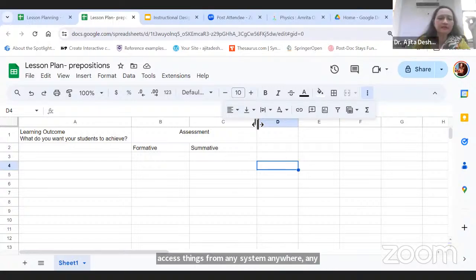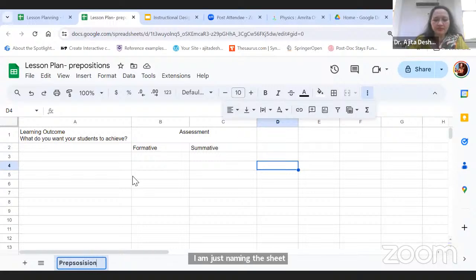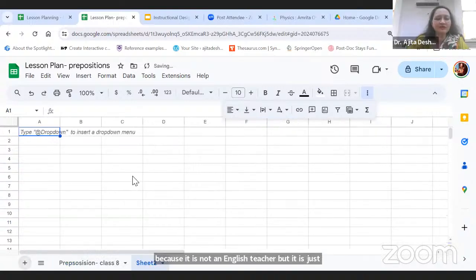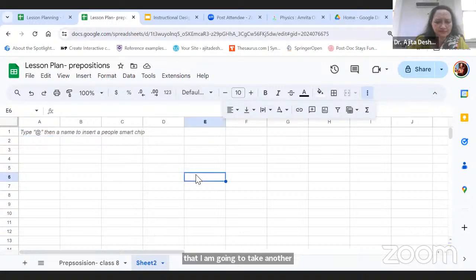Second thing is I can create, suppose if this preposition was for, I'm just naming the sheet if you can see below, preposition for class 8. I don't know when it is taught because I'm not an English teacher, but then I am going to take another sheet and maybe I will have to name it otherwise, but I just don't want this bar that is coming. Okay.